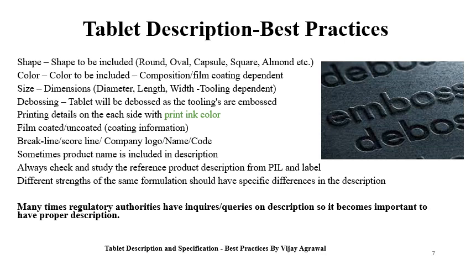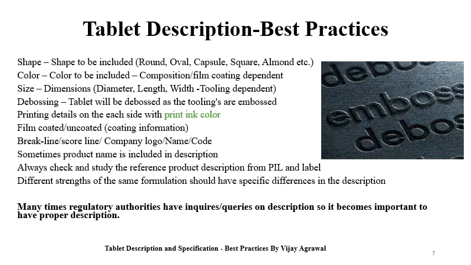The names and codes and all these things are the manufacturer dependent things. There is no specific guideline. The debossing is done based on the tablet size and the market identification requirement. Sometimes the product name is also included in the description. Then for giving a particular tablet description, always check and study the reference product description from PIL and label, so that you will be able to give the description of the generic product or test product similar, on the similar line to the reference product.